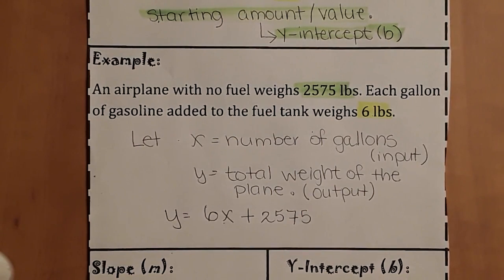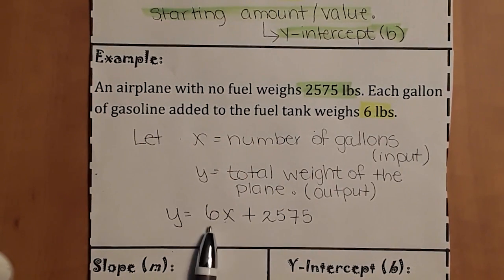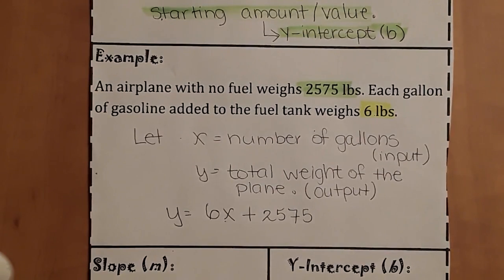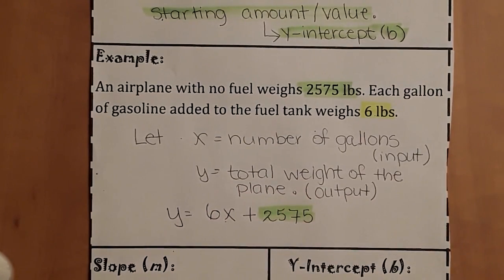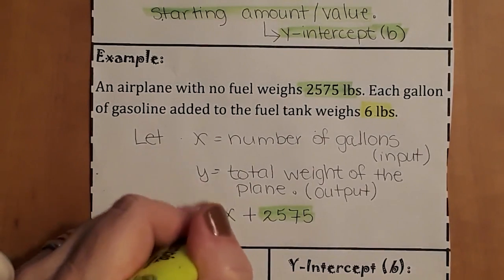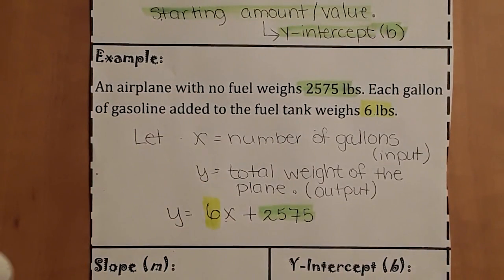If I start flying the plane, what's going to happen? The gas is going to decrease. So then we would end up with a negative slope. Here it's positive, adding it in. Taking away the pounds would be a negative slope. So again, I want you to highlight your one-time initial amount, which is your b, and then your slope, where you're adding, is your m.